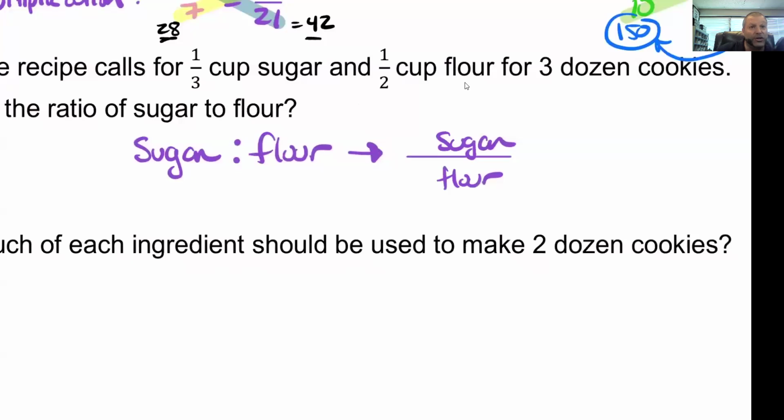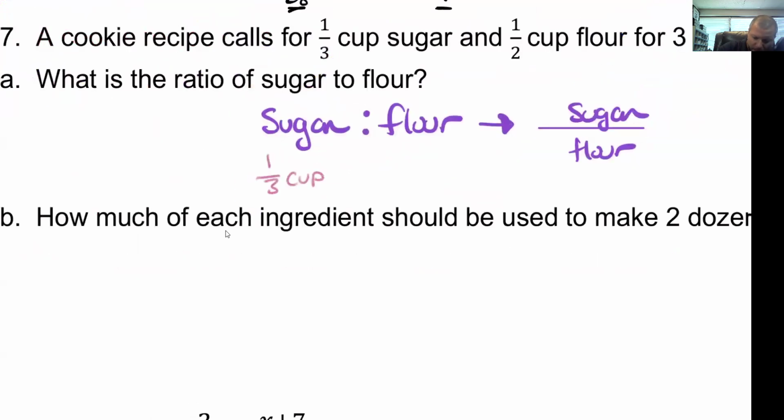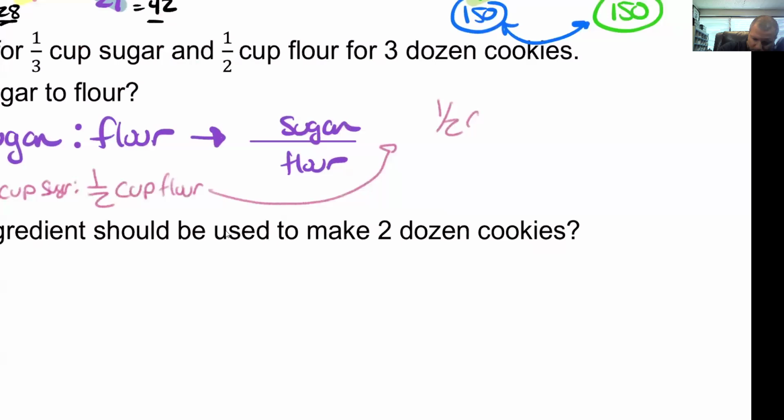Now, if we want to create a ratio here, what we need to do is take the amount of sugar that we're using and the amount of flour that we're using, and then create this type of relationship. So I have 1/2 a cup of sugar divided by 1/3 a cup of flour. Right, so what we need to do is take one fraction and divide it by another.